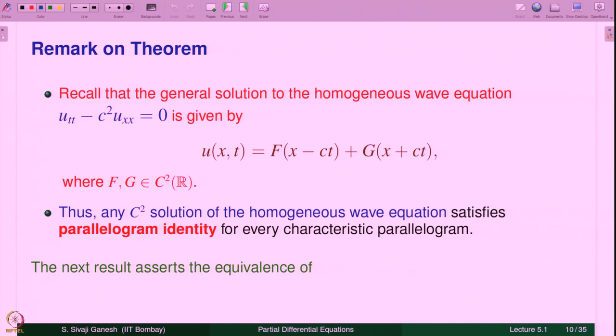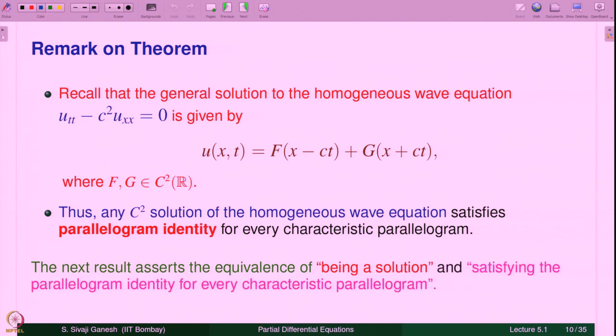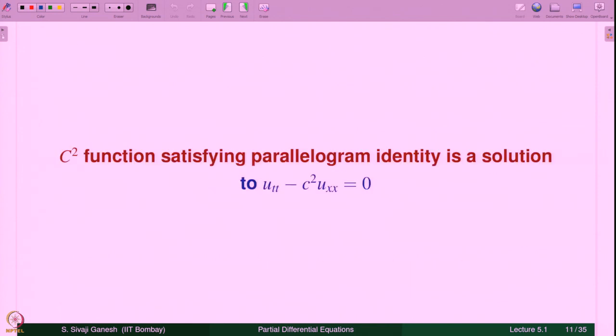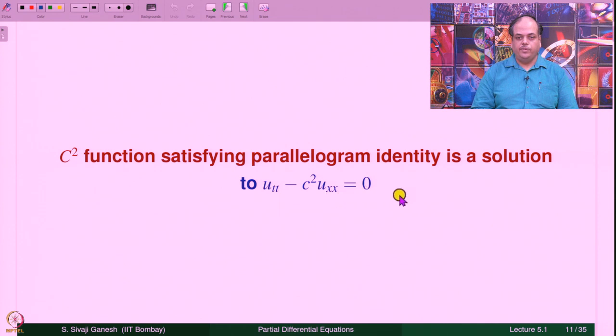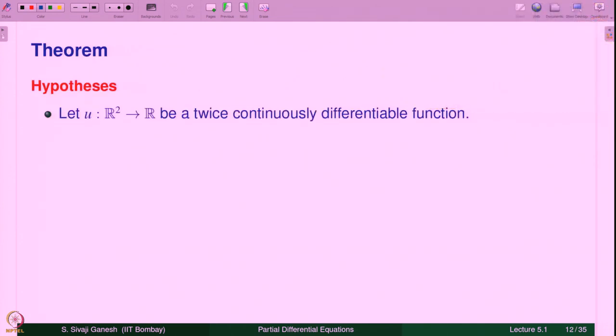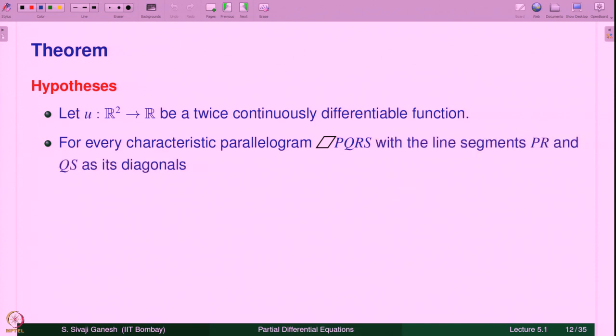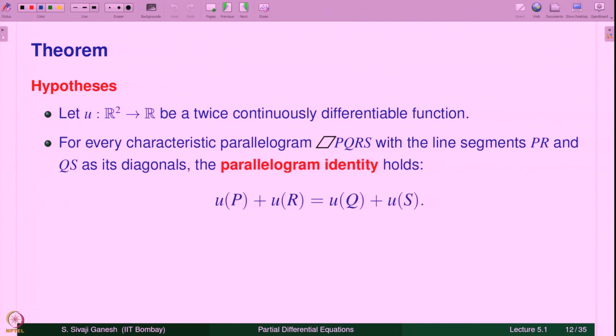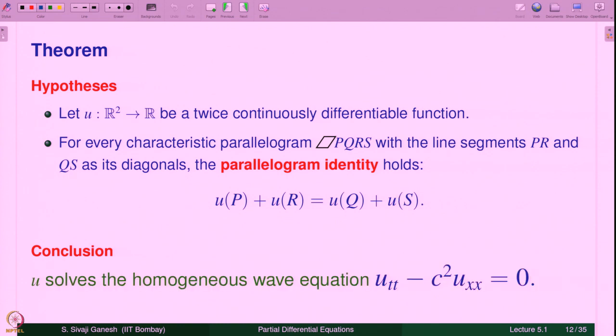So, the next result asserts the equivalence of being a solution to the homogeneous wave equation and satisfying the parallelogram identity for every characteristic parallelogram. In other words, a C2 function satisfying the parallelogram identity is a solution to the homogeneous wave equation. So, let u from R2 to R be a twice continuously differentiable function. For every characteristic parallelogram PQRS with the line segments PR and QS as its diagonals, the parallelogram identity holds. Conclusion: u solves the homogeneous wave equation, which is u_tt minus c square u_xx equal to 0.